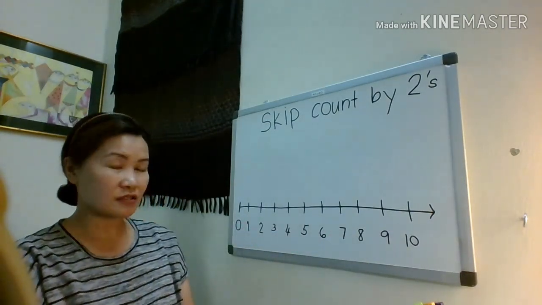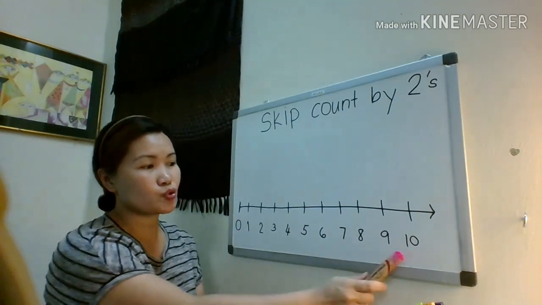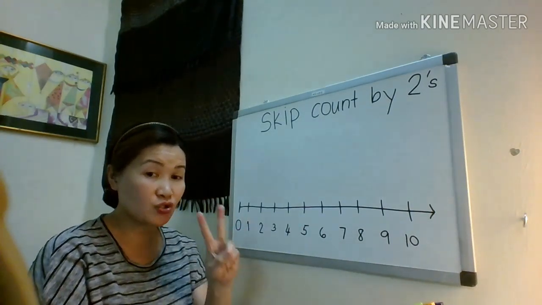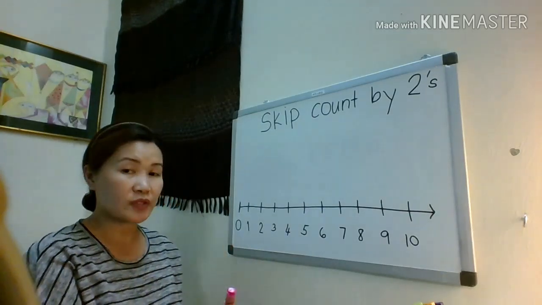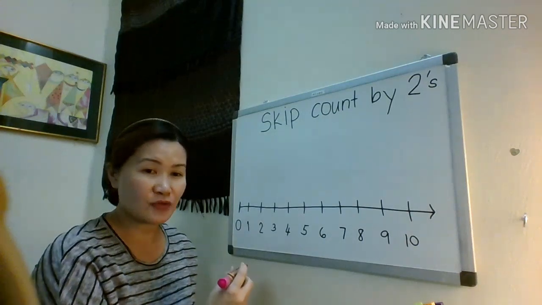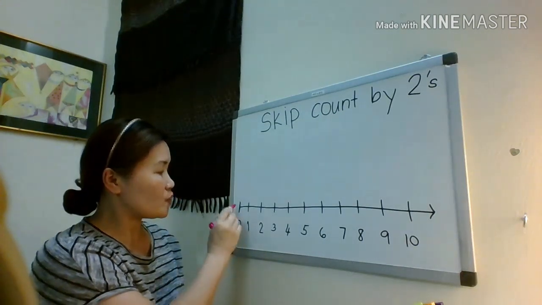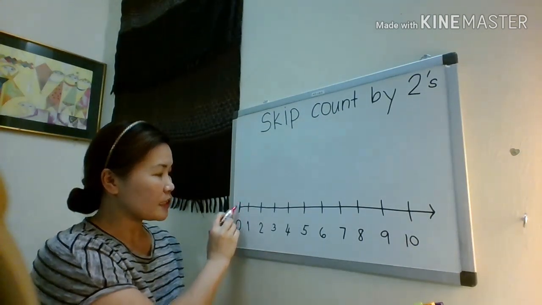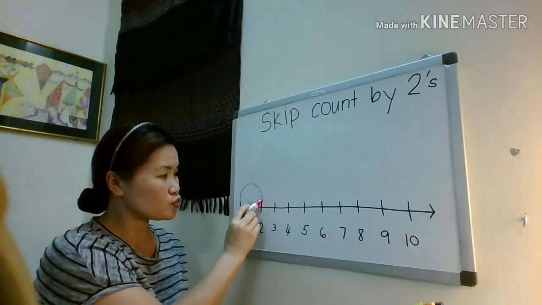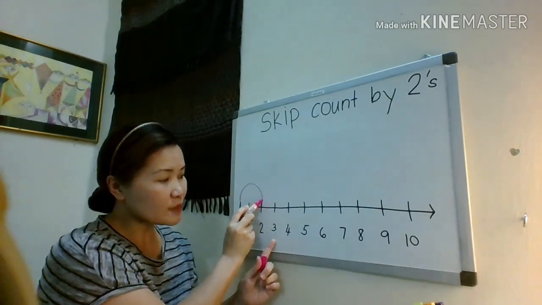So we have here numbers 0 to 10. And let's try to skip count by twos. So first, we're going to start with 0. Okay, 0. So that's 0. And then we're going to skip and go to 2. So that's 0, 2. Skip this.